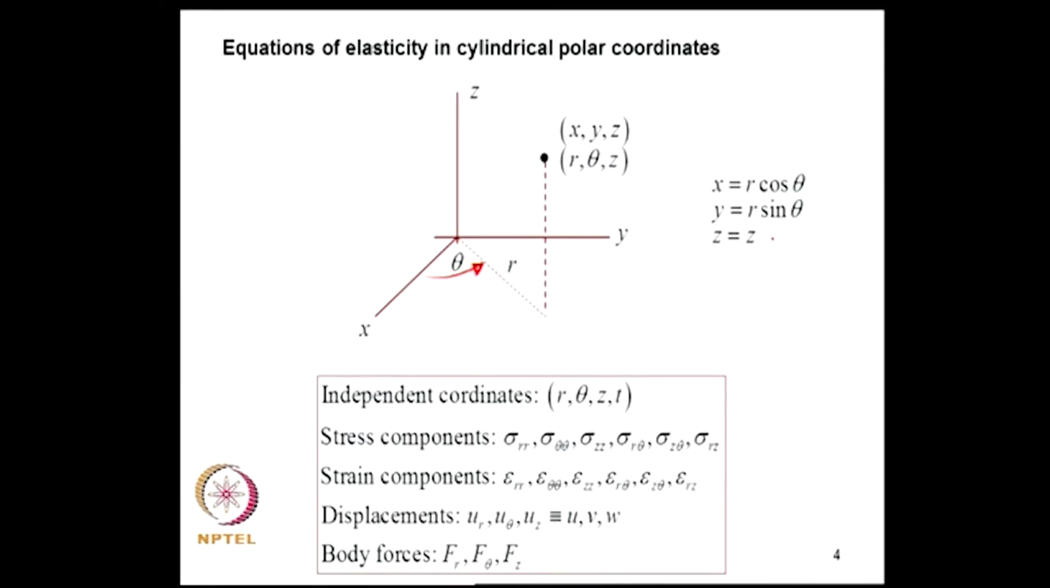So, in cylindrical polar coordinates the independent coordinates are r, theta, z and t, and stress components we denote as sigma r r, sigma theta theta, sigma z z, sigma r theta, sigma z theta and sigma r z. Strain components correspondingly have the similar notation epsilon r r, epsilon theta theta, epsilon z z and so on and so forth. The displacement components are denoted by u r, u theta, u z, and we will agree to call them simply as u, v, w. And the body forces uppercase F r, F theta and F z.